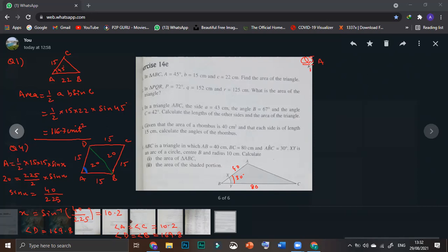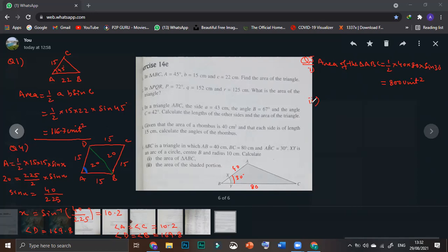So area of the triangle, part number 1, ABC is equal to half into 40 into 80 into sine 30. The final answer with the help of calculator is 800 unit square. Now part number 2 is the area of the shaded region.